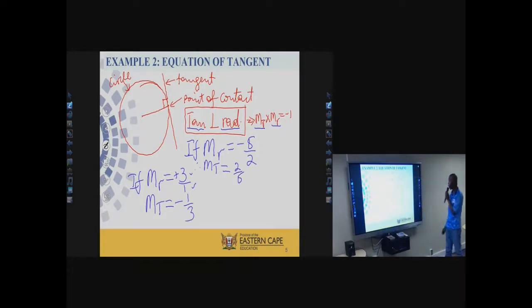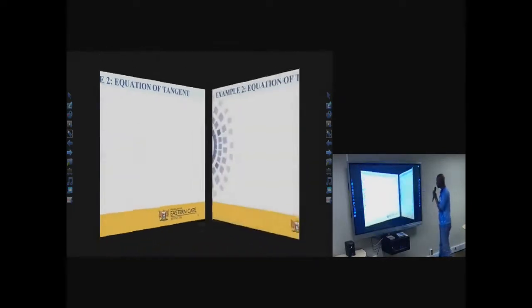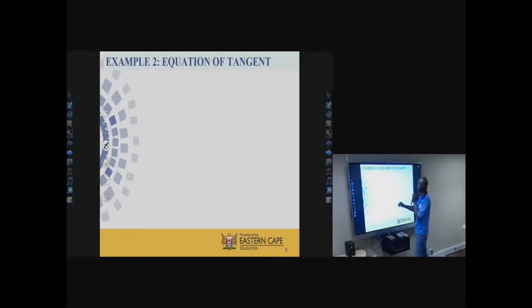That's basically how we find the gradient of a tangent using the gradient of a radius. So you use the fact that in mathematics, the radius is always perpendicular to a tangent, or a tangent is always perpendicular to a radius, which means when you multiply the gradients of these two lines, you must always get negative 1.